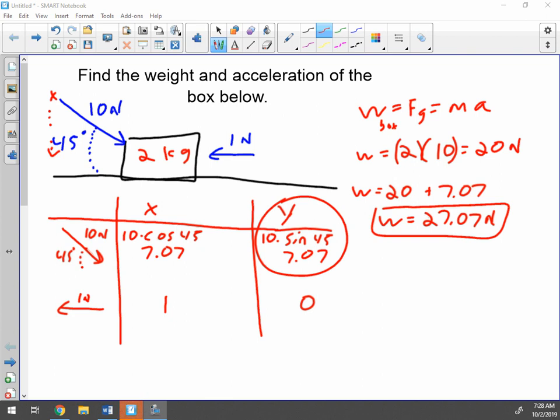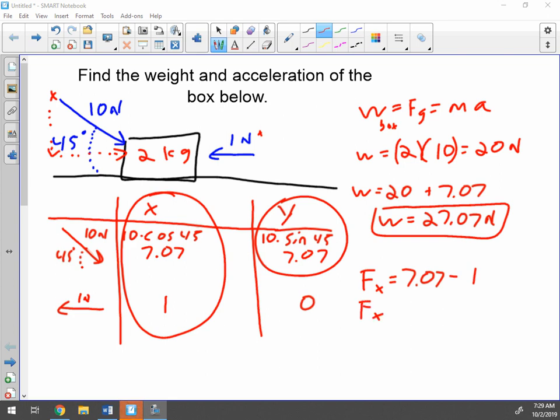So with just gravity at weight 20, and you're pushing down 7.07, you would add those together. So the acceleration is only acting in the x direction. So we're going to use the forces in the x direction. We have 2 of them. We have 7.07 and 1. So the force in the x direction is 7.07. That is pushing to the right. And then we have the 1 newton pushing to the left. So we're going to subtract the 1 because it's going in the opposite direction. So the force in the x direction would be 6.07 newtons.